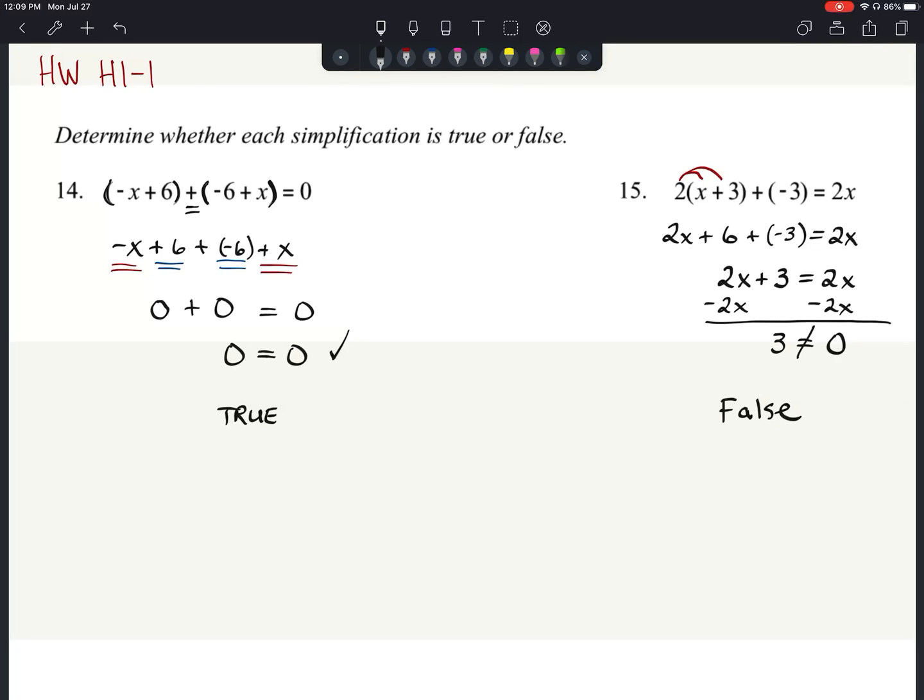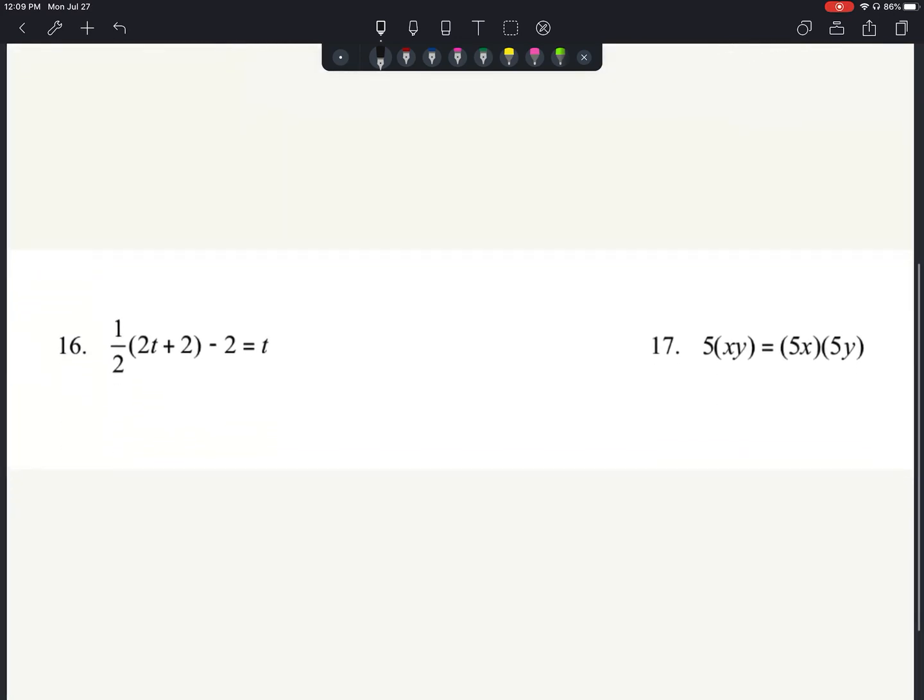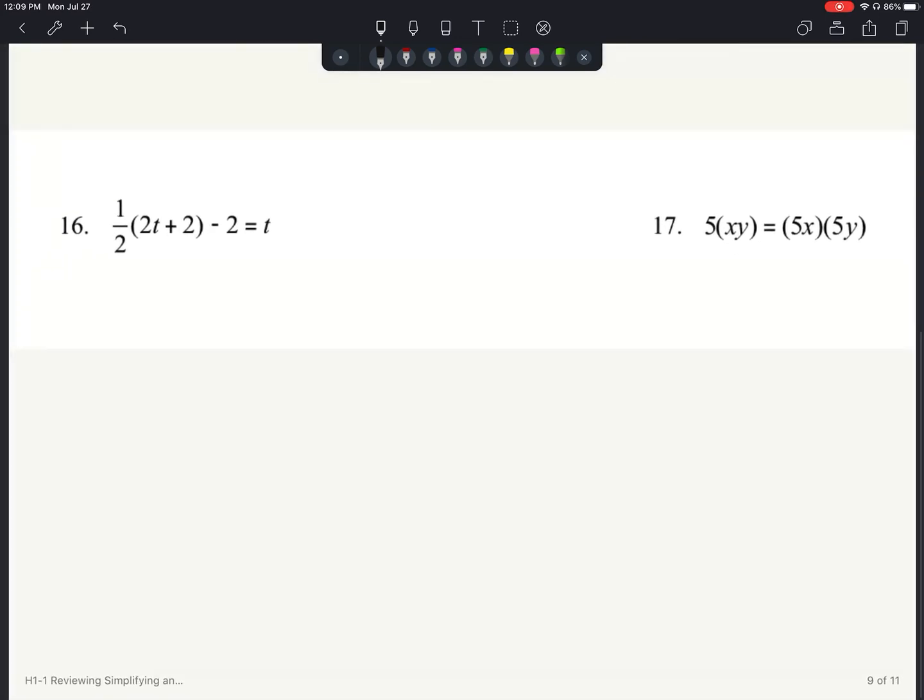All right, let's go down to number 16. We have 1/2 times the quantity of 2t plus 2, and then minus 2 is equal to t. Again, just like the last one, go ahead and distribute that 1/2 through. 1/2 times 2t would be 1t, and then 1/2 times 2 is going to be 1. So we have t plus 1 minus 2 is going to equal t. If we finish simplifying the left side here, 1 minus 2 is going to be a negative 1.